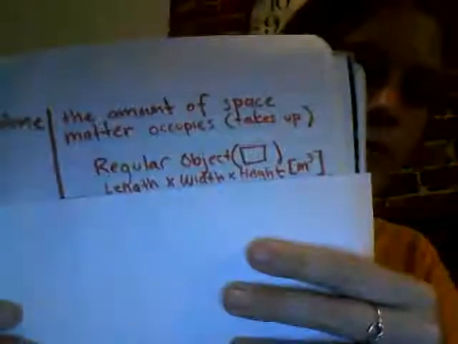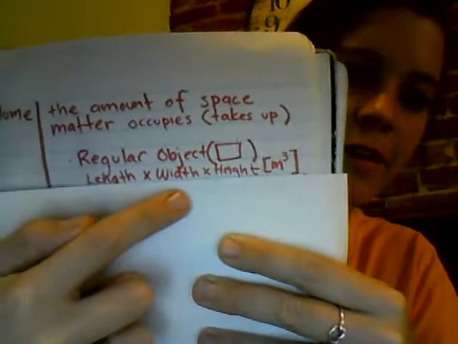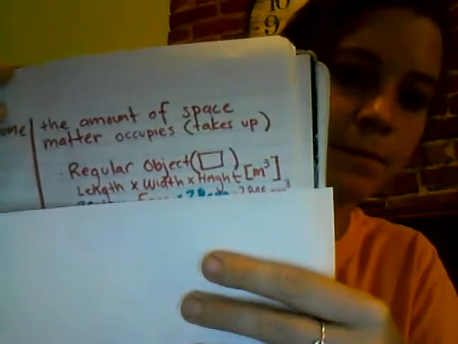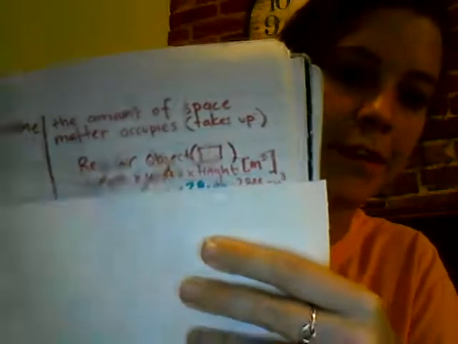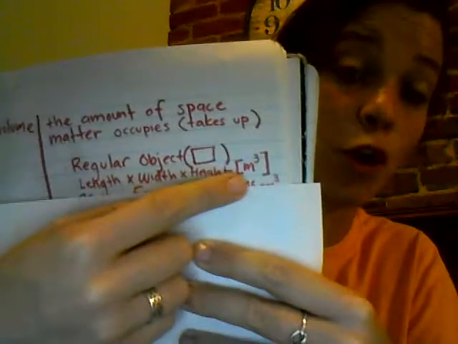This is in 3D, so we have 3 dimensions: length, width, and height. And that's going to be measured in cubic centimeters because we see that this is a cube, 3 dimensions. Let's write that down. To find a regular object, you multiply the length times the width times the height. And that's going to be in meters cubed, cubic meters, or cubic centimeters.